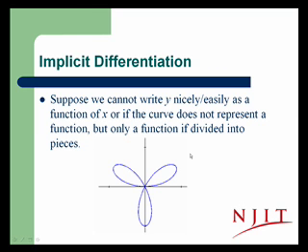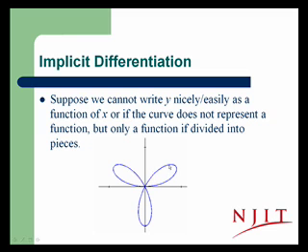On today's show we're going to discuss implicit differentiation. Suppose we cannot write y nicely or easily as a function of x, or the curve does not represent a function, but only a function if divided into pieces. For example, we have this nice three-leafed rose. This is clearly not a function.